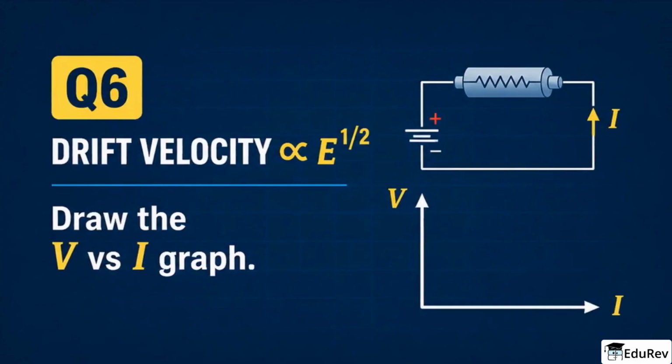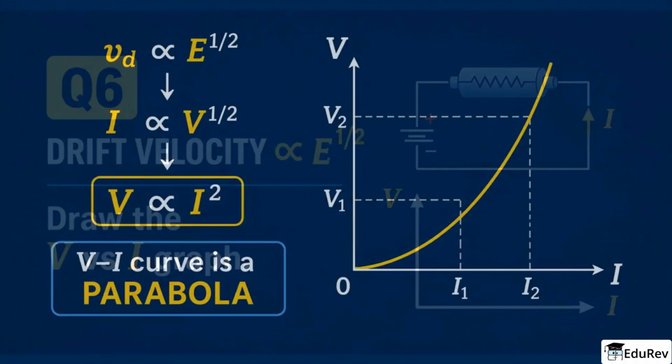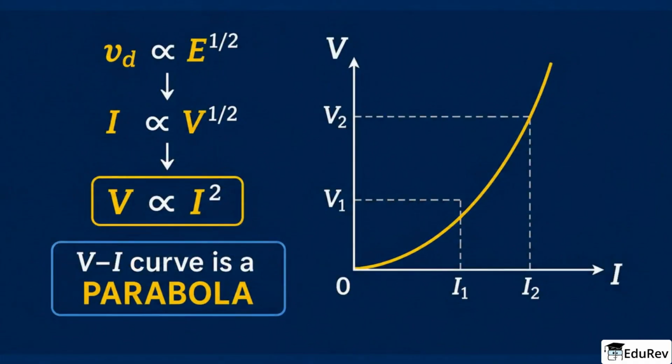Question number 6 gives drift velocity proportional to the quantity E to the power 1/2 and asks the V versus I graph. If v_d varies as E to the 1/2, then current I varies as V to the 1/2, so V varies as I squared. The V versus I curve is a parabola, not a straight line.